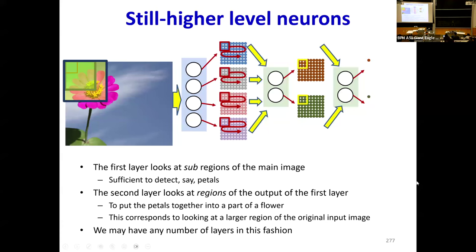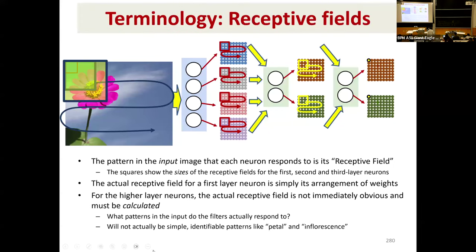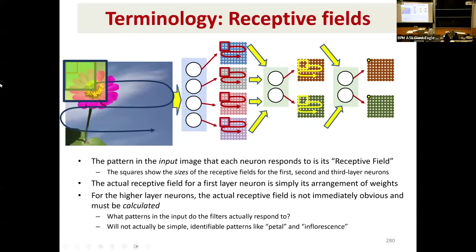with features highlighted, right? Now, each of the scanning neurons is generally called a filter, especially the set of weights. They're often called a filter. They're also sometimes called kernels. Each filter scans for a pattern in the map that it operates on. And each of them is looking for a different kind of pattern. Maybe the first layer neurons are looking for petals. The second layer neurons are looking for parts of flowers, right?